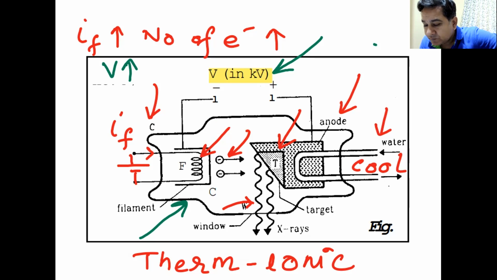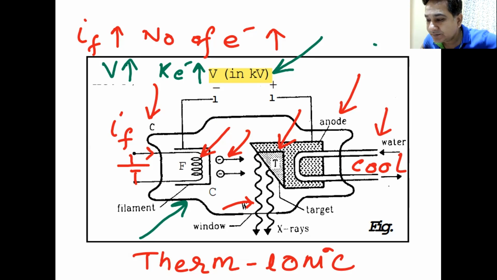Speed of electrons increases. When electrons are moving, they have speed. When they have speed, they have kinetic energy. More speed means more kinetic energy. If I increase the voltage, then what happens? Simple. They will have more kinetic energy. So the kinetic energy of the electrons increases, and the electrons are going to strike the target very fast.